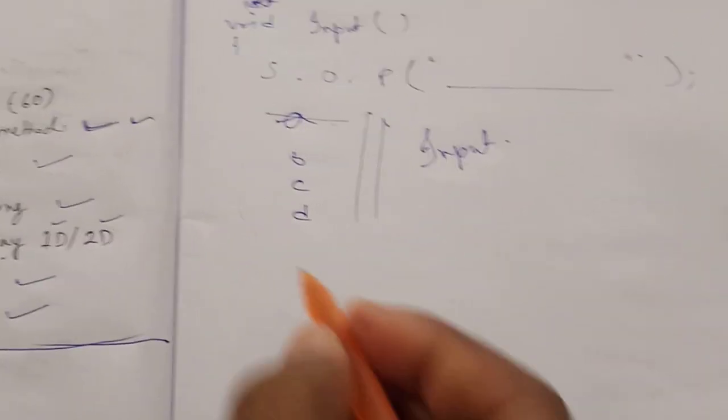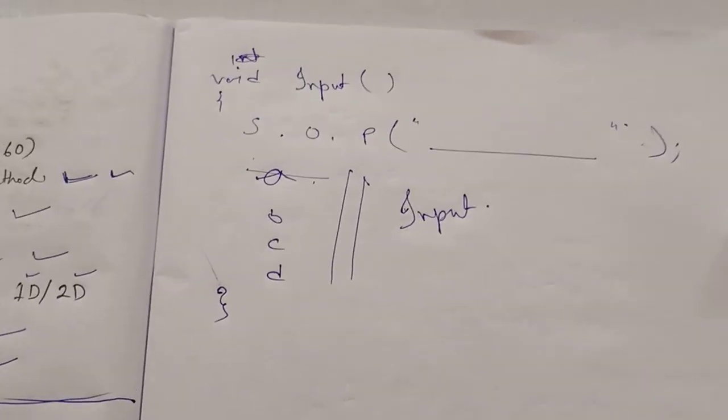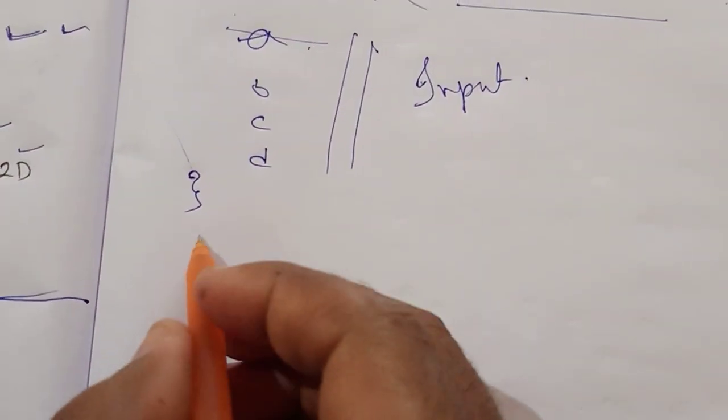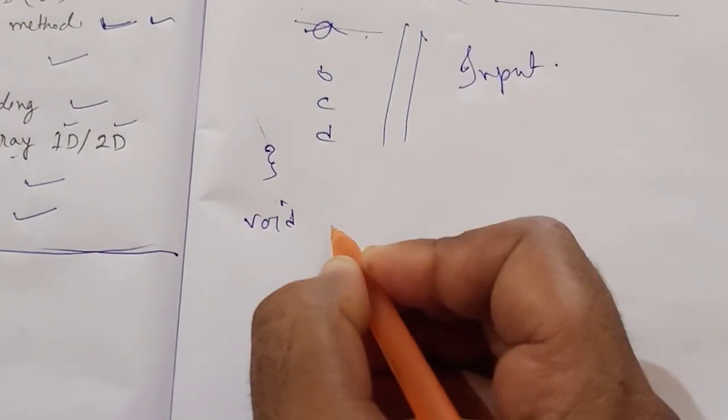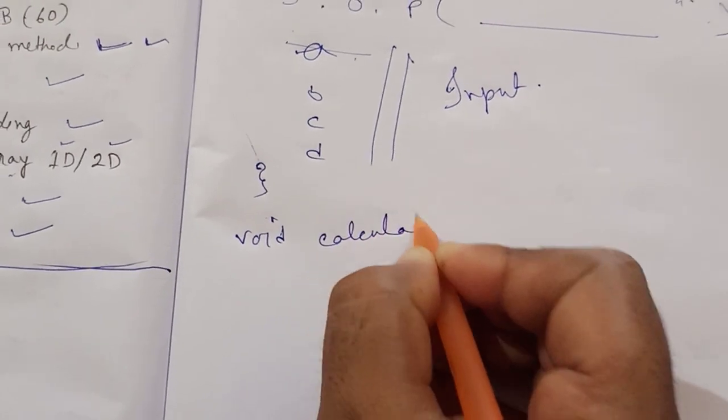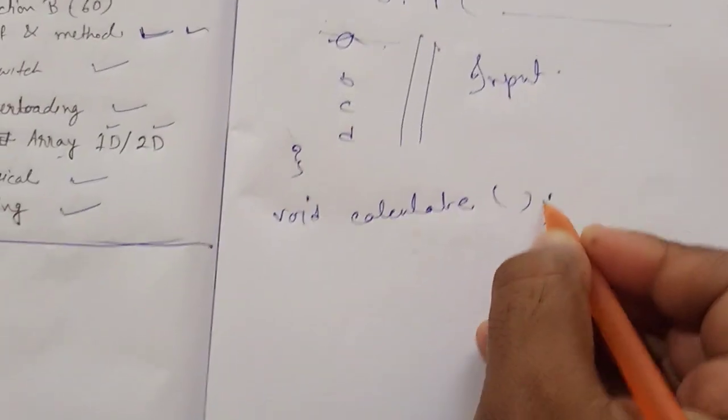Now for calculation, this is the main important thing. In calculation, you get two types of calculation. Void calculate.